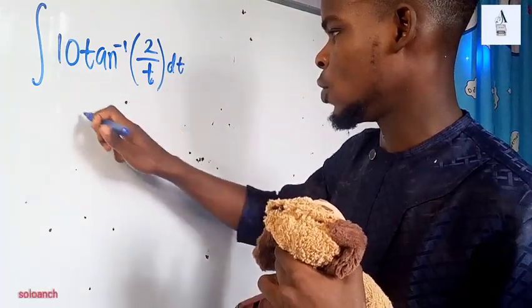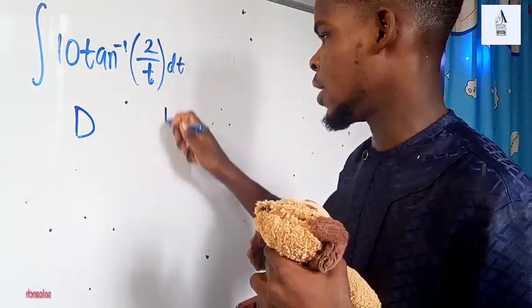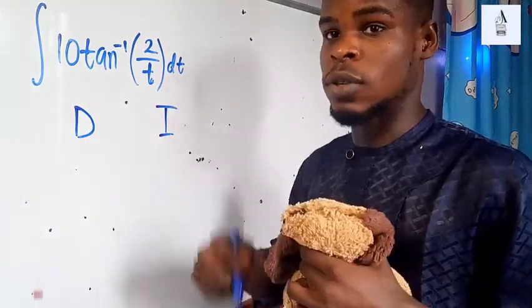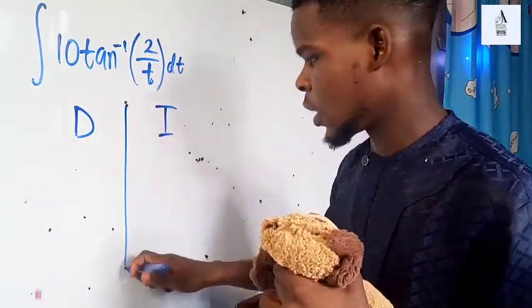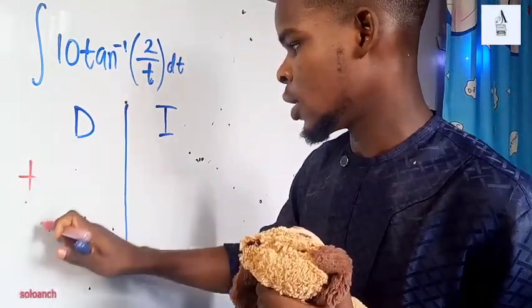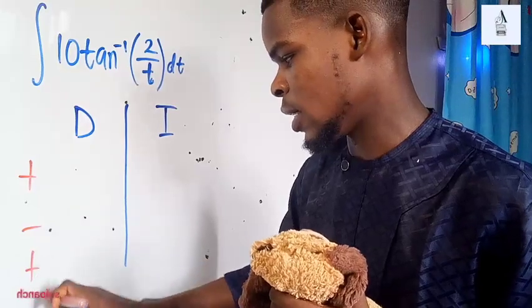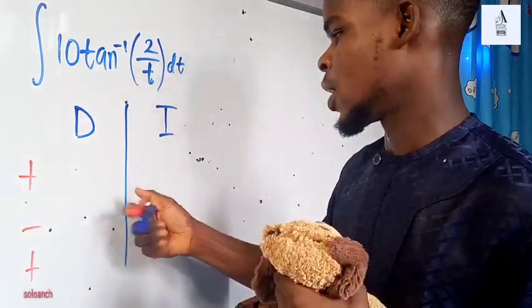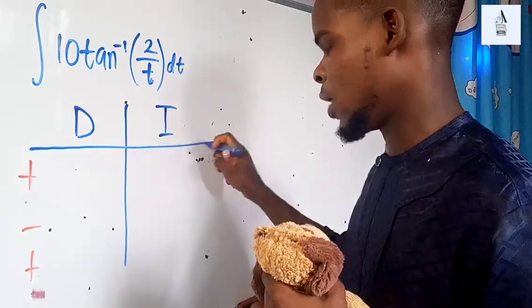I'll first of all put the D here and the I here. This works pretty much like the formula. So I'll put the addition sign, the negative sign, the addition sign, the negative sign, and as many as I want. But most times we don't even go that far.